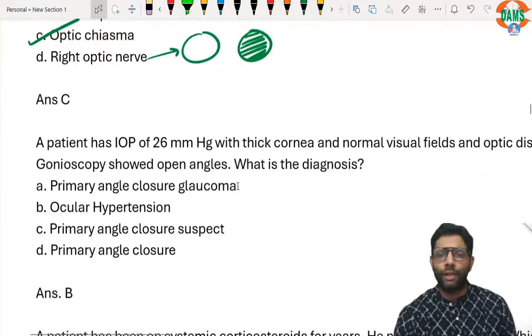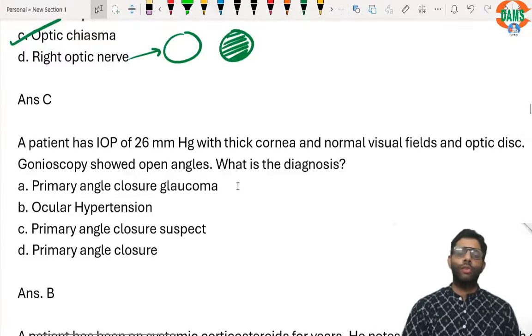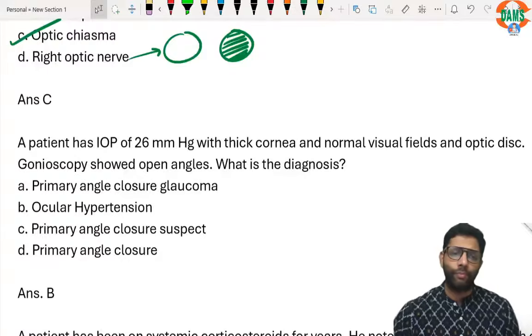So that's the third question. Any doubts in the visual field? Third question, let me know. Otherwise, glaucoma diagnosis is the fourth question.